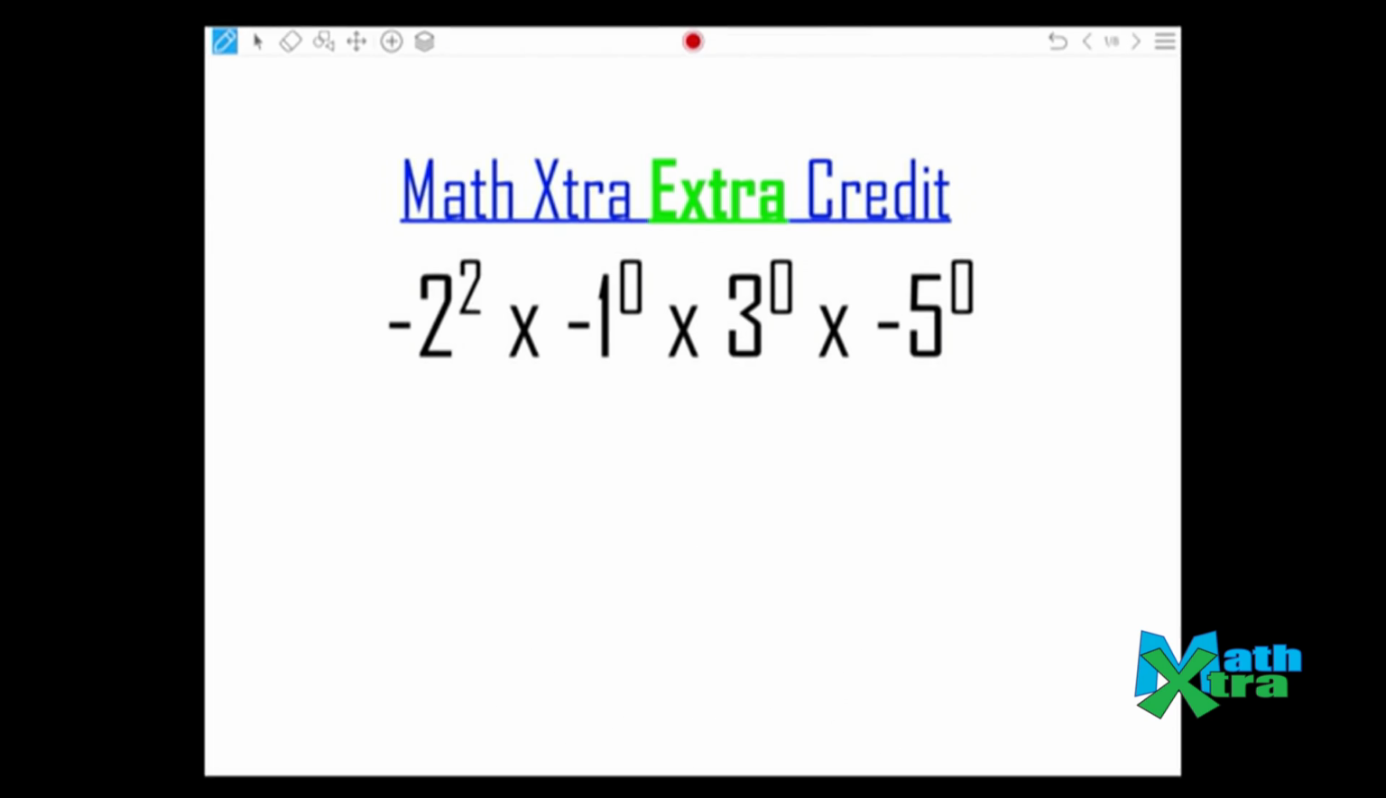All right, you know what time it is. It's time to reveal the Math Extra credit from last week. So let's look at the math. I'm going to work it out now. Last week we were given the problem -2 squared times -1 to the 0 power times 3 to the 0 power times -5 to the 0 power. Remember, I taught you last week that when this negative is in front of a number and it is not in parentheses, we're saying the opposite.